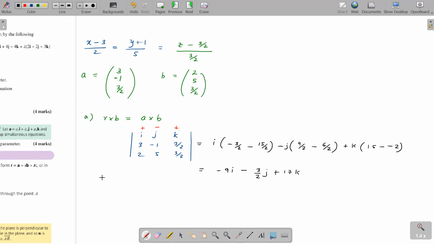So basically R cross B equals A cross B. So R cross B is 2i plus 5j plus 3 over 2k equals minus 9i minus 3 over 2j plus 17k. Either you could give it like this or you could write in the column vector form. Okay.